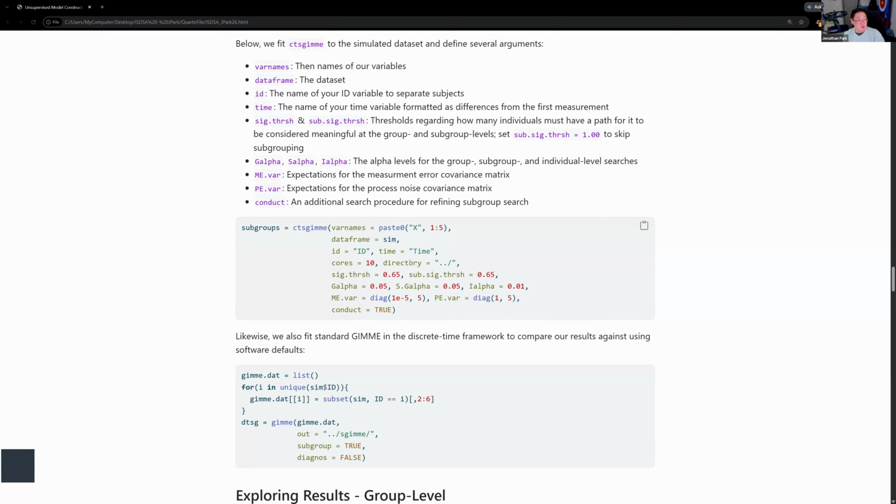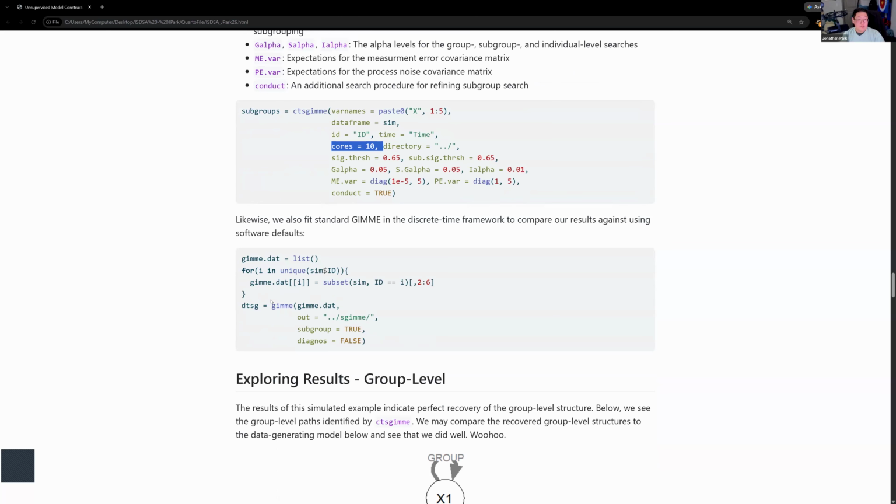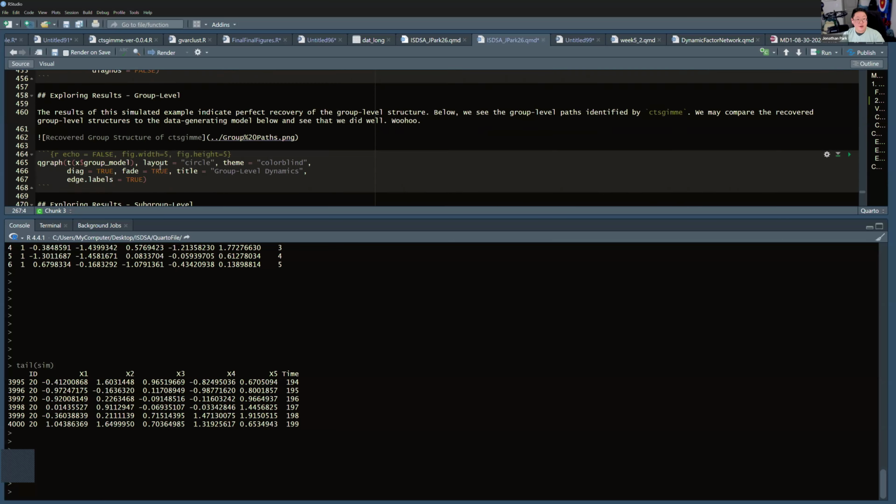You will also need a directory. So where are you saving it to? And then we have a cores argument. Fitting continuous time models takes a long time, and so I've made continuous time GIMME a multi-threaded process. Each person can then be estimated simultaneously, up to the number of cores that you have available. So we can go ahead and fit that very quickly.